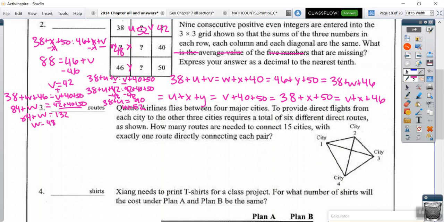And then finally we need to find our X and Y. So we're going to use 38 plus W plus 46 is equal to U plus X plus Y. And we found that W is 48. And then 38 plus 46 is 84.